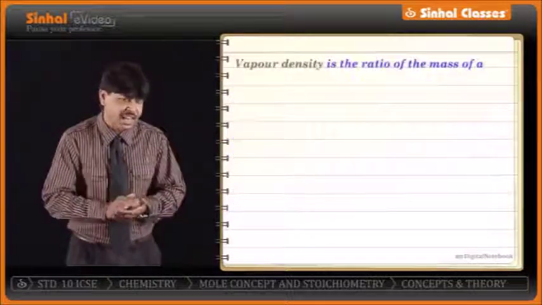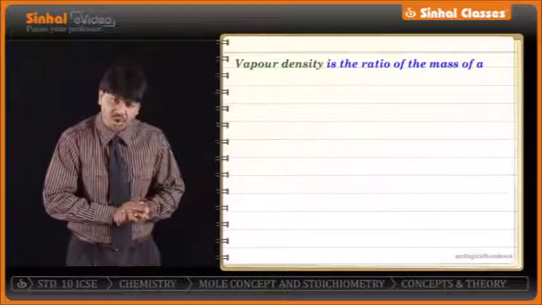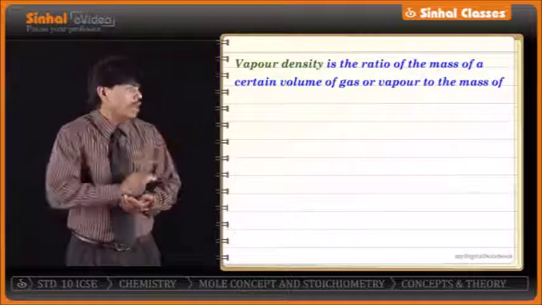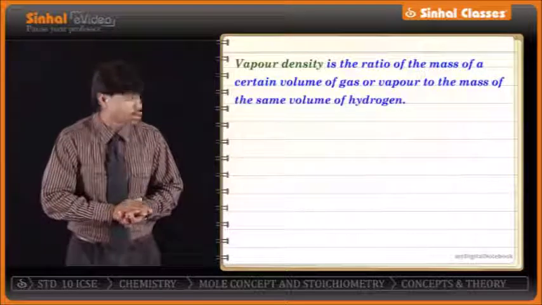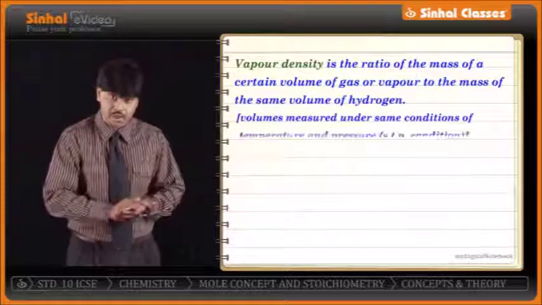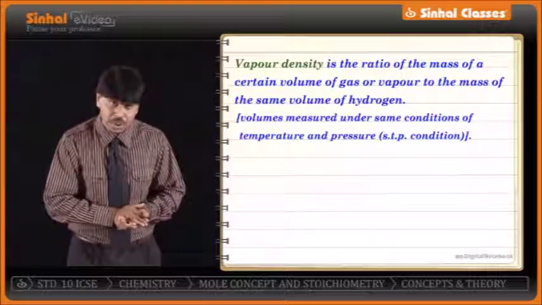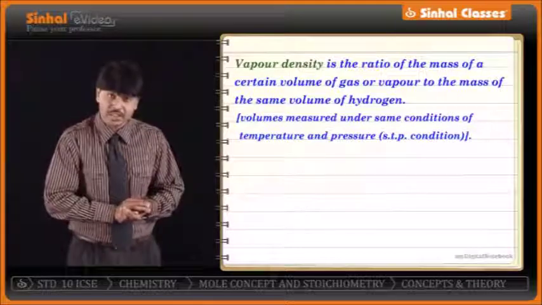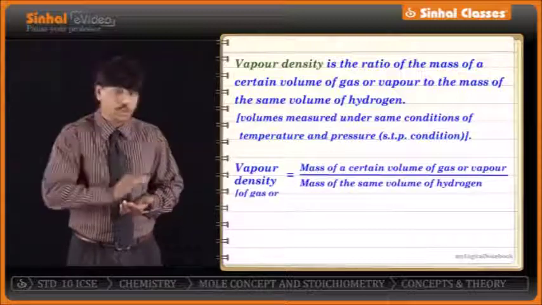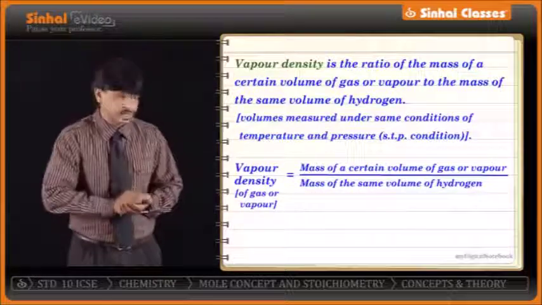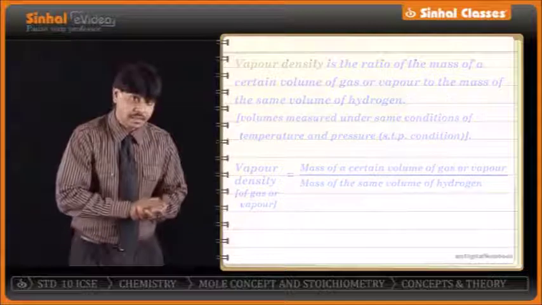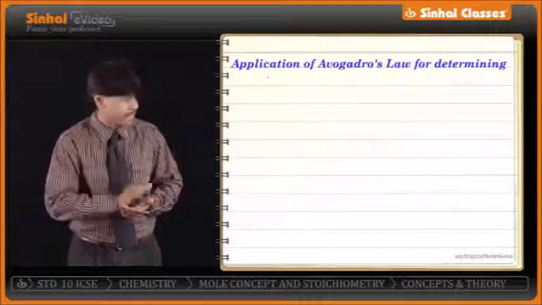What is vapor density then? Vapor density is the ratio of the mass of a certain volume of a gas to the mass of the same volume of hydrogen, with volumes measured under the same conditions of temperature and pressure, that is STP. So how do we find the vapor density of a gas? It is equal to the ratio of the mass of a certain volume of a gas or vapor to the mass of the same volume of hydrogen. Let's see the relation between molecular weight and vapor density.